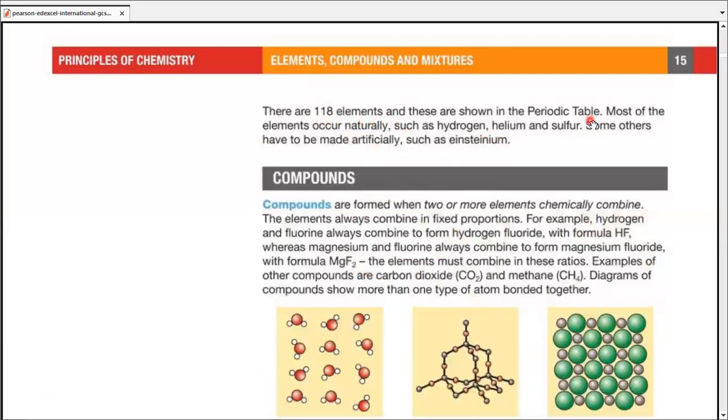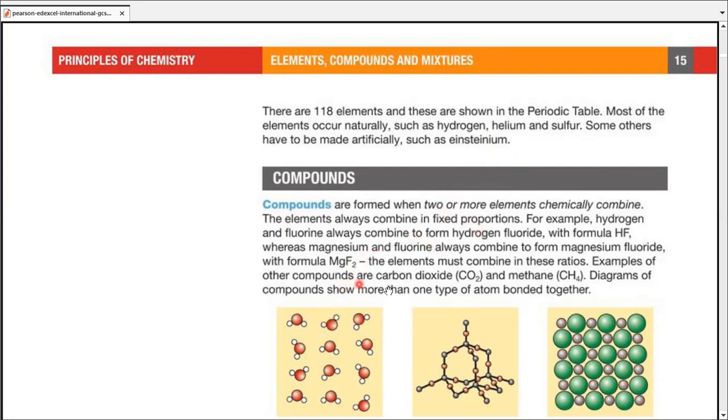We call it a periodic table. Most of the elements occur naturally, such as hydrogen, helium, or sulfur, while some of the elements are there as a part of the periodic table, and we make them artificially, such as Einsteinium. It's actually a dedication to the famous scientist Einstein.